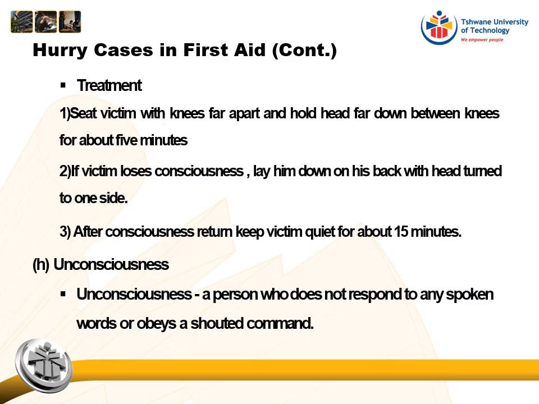What are the treatments for fainting? Firstly, you sit the person with their knees far apart and hold head far down between knees for about 5 minutes. 2. If the victim loses consciousness, lay him down on his back with the head turned to one side. So it can be on the left or right, but it must be on the side. Then number 3, after consciousness returns, keep the victim quiet for about 15 minutes.